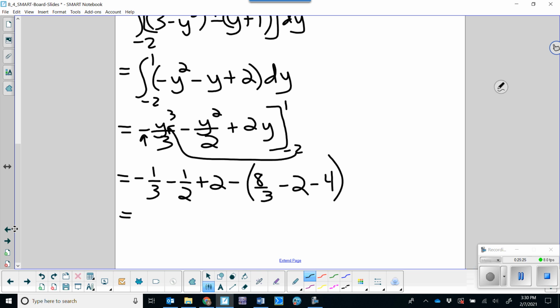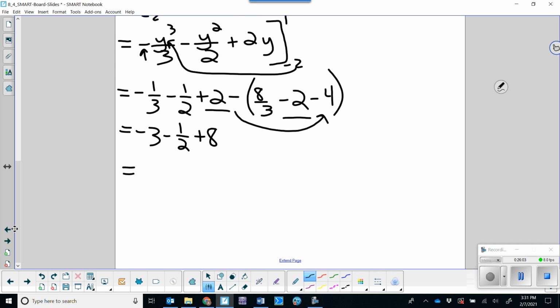Now what I will do is combine things together that can go together. Always do that first. Never, ever get a big common denominator here. Just combine. So I have negative 1/3 minus 8/3. So that's negative 9/3, which is actually negative 3. I have a negative 1/2. Nothing else ended up with a half in it. Then I have 2 minus negative 2. So that's 4 minus negative 4, which would be plus 4. So that's plus 8.